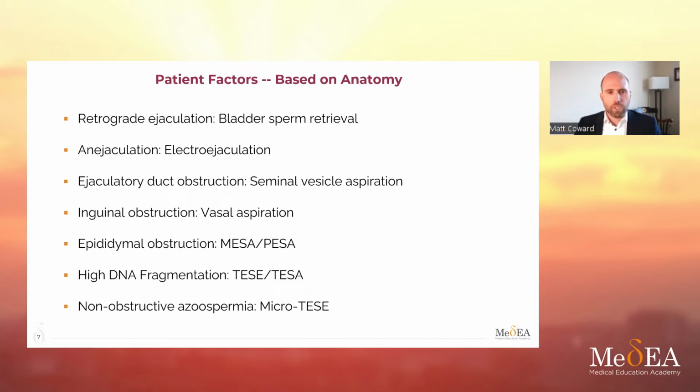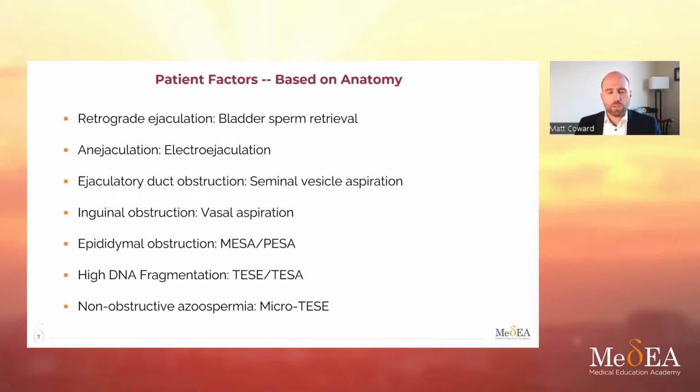When a patient has epididymal obstruction, and this is one of the more common scenarios, such as a patient with elective vasectomy or congenital bilateral absence of the vas deferens, we might approach things as an epididymal sperm retrieval with either a MESA or a PESA.